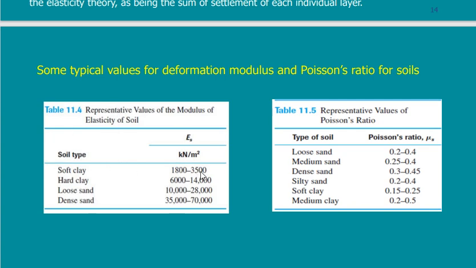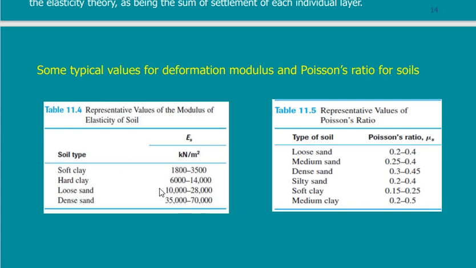For soft clay, this is the value. For hard clay, this is the value. For loose sand, this is the value. For dense sand, this is the value. This will give you an indication of what? For clay, starting from soft clay to hard clay, these are the values. The maximum value for hard clay is 6,000 to 14,000. For loose sand, it starts with 10,000 to 28,000. So, always clay is less in strength than sand.